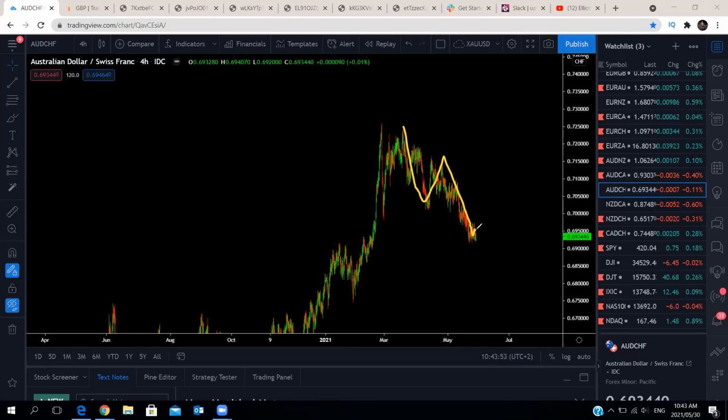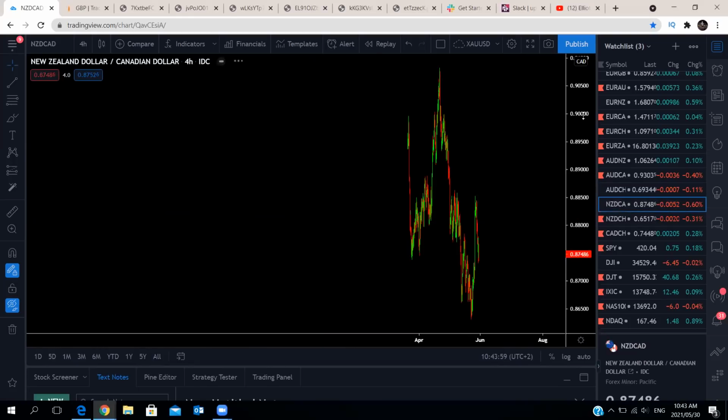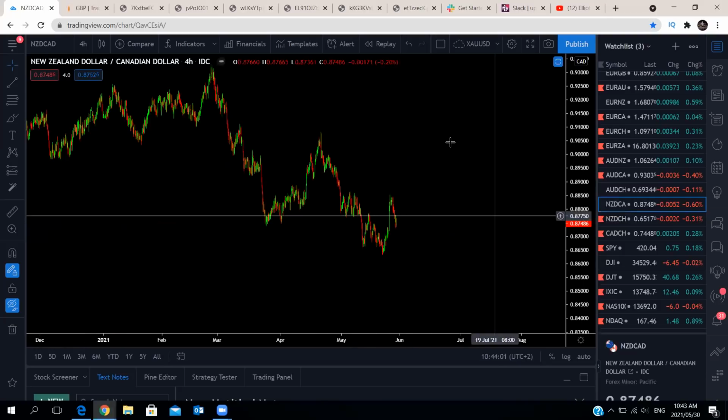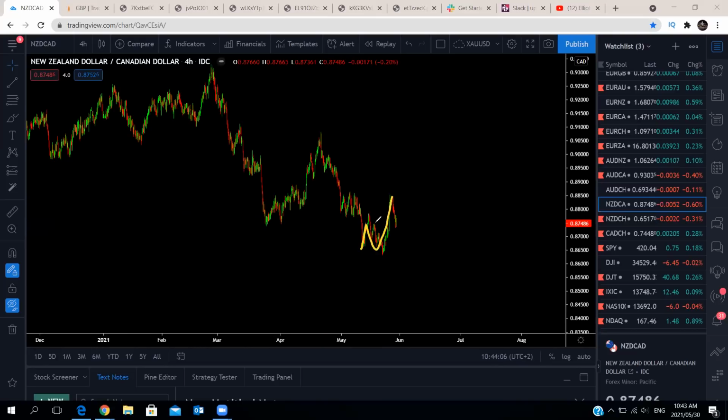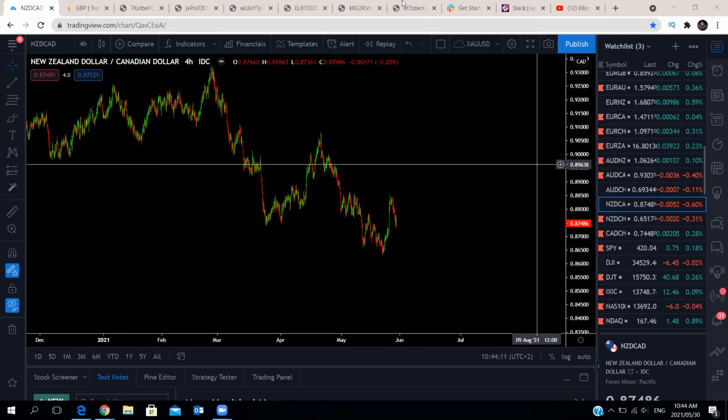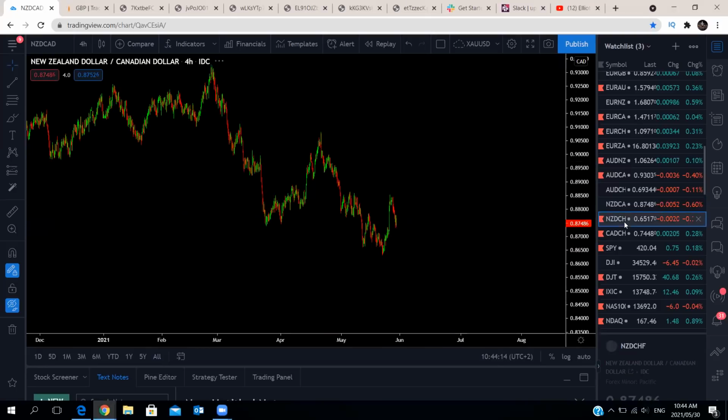We don't have that bounce just yet, but we are still within the blue box. We'll still expect that to play out like that. New Zealand CAD is correlated to AUDCAD, so this one is playing out an expanding flat. Any pullback on the 1 hour on New Zealand CAD, you can actually sell that. So look for these pullbacks and then keep selling New Zealand CAD. We have been bearish New Zealand CAD for a while.